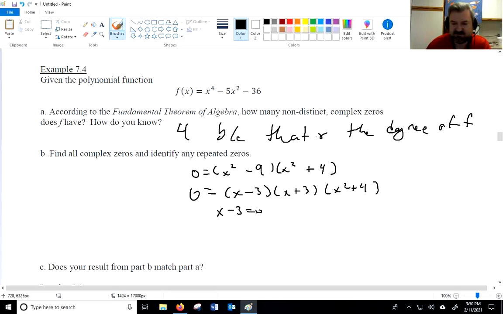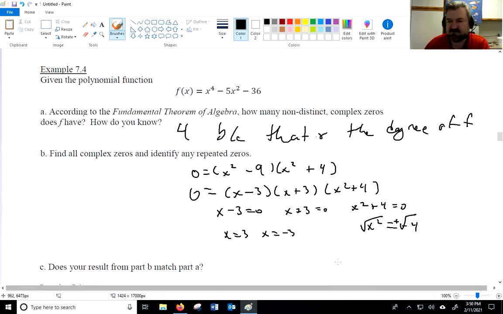Then I'll set each one of these factors equal to 0 and solve. This is easy. That just tells me x equals 3 and x equals negative 3. This over here, if I subtract the 4 over, I have to use square roots, and we use plus or minus when I take a square root of both sides. But remember that the square root of a negative number is imaginary. So this is actually plus or minus 2i. So negative 2i and positive 2i.